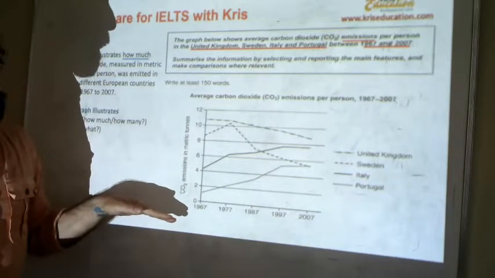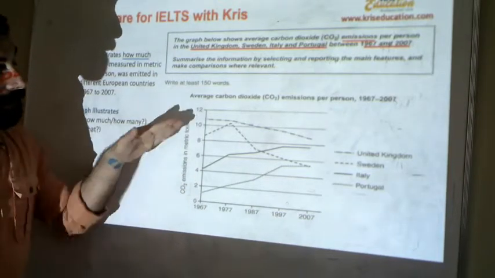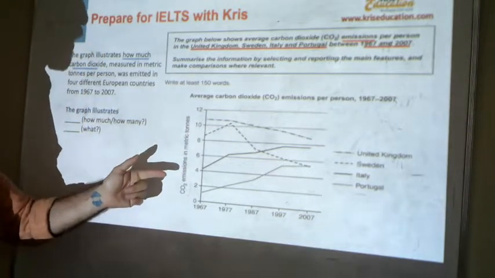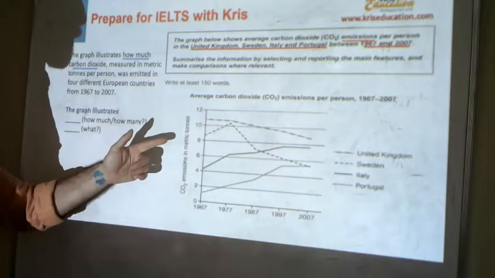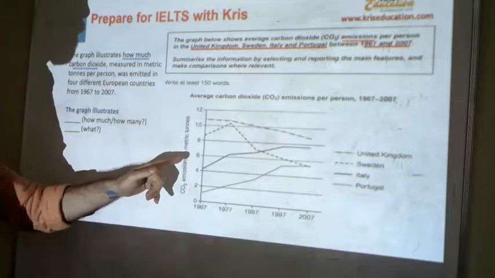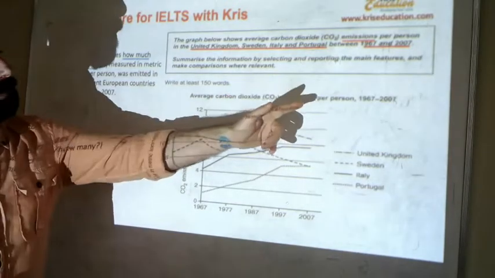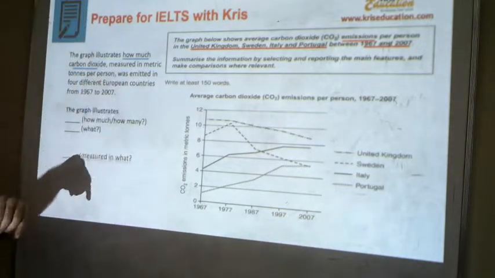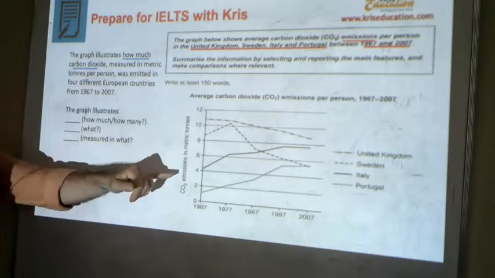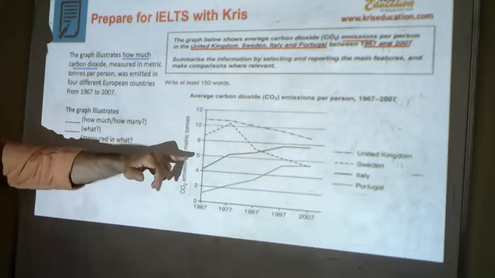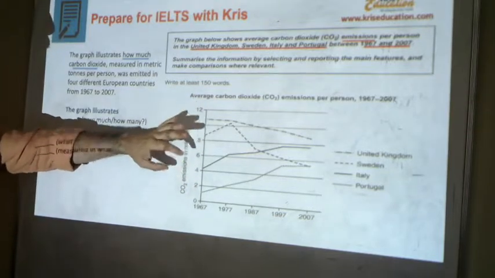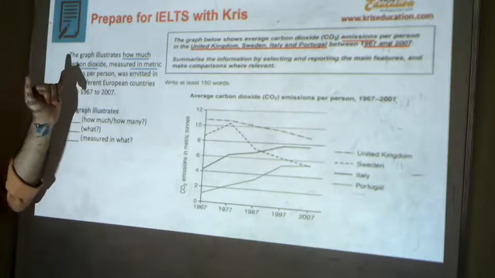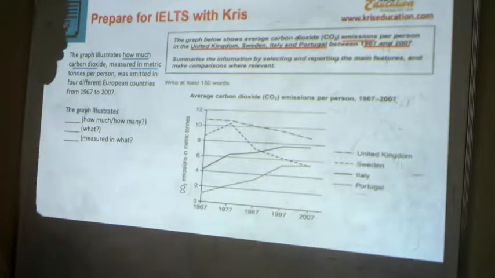It's okay in IELTS to copy and paste this as it is. So in this case, how much carbon dioxide, measured in metric tons per person. So copy and paste measured in what? Look at this part and copy and paste this part. In this case, measured in metric tons per person.